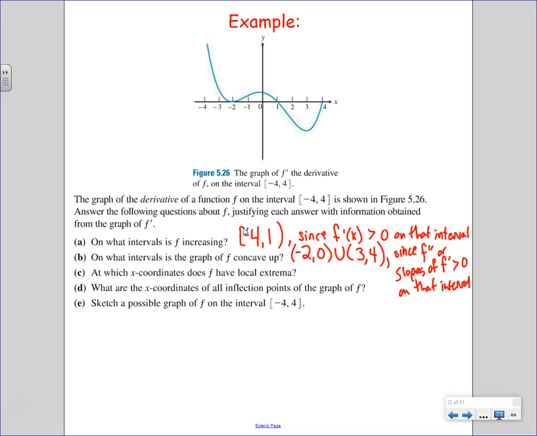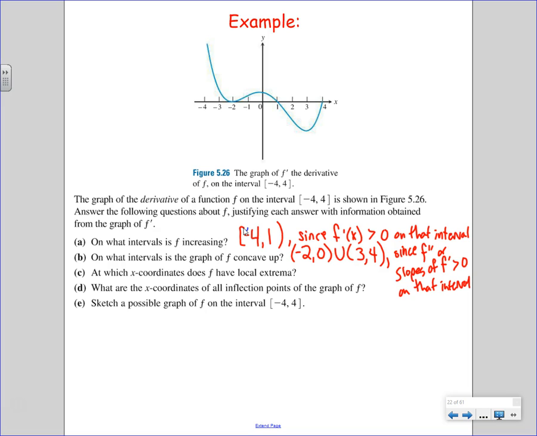Good. You could technically probably get away with just saying F double prime, and they'll know that you knew what you were talking about by the correct intervals. But you could also say the slopes of F prime. Does anybody have another statement they could have made besides F prime being greater than 0 or slopes of F prime being greater than 0? There is one other way of saying that. F prime is increasing on that interval. All three of those are valid.